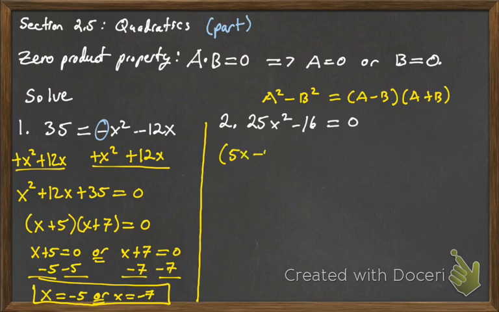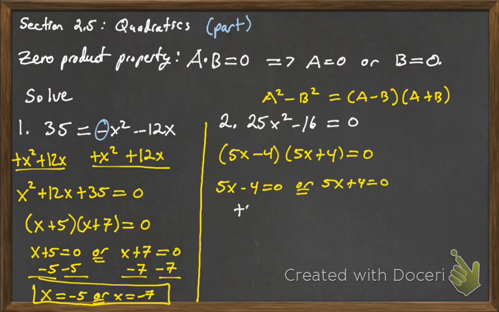So 5 times 5 is 25, 4 times 4 is 16. So that factors into 5x minus 4, 5x plus 4 equals 0. And then we'll set each factor equal to 0, and we'll solve those two linear equations there. Okay. So we'll add 4 to both sides, and we have 5x is equal to positive 4. Divide both sides by 5. And we get x is equal to 4 over 5.